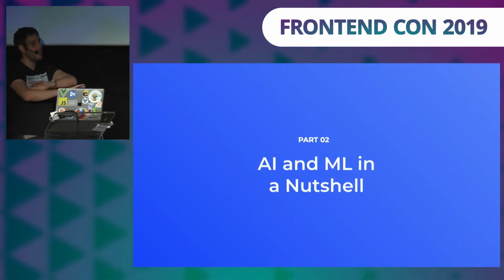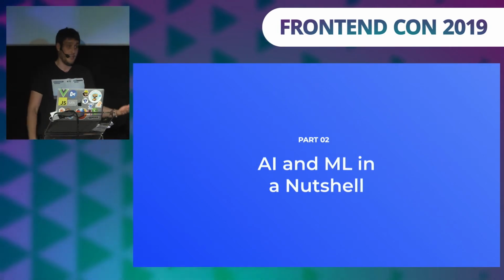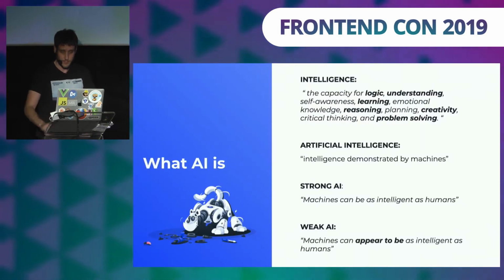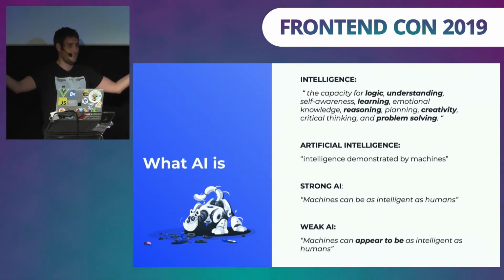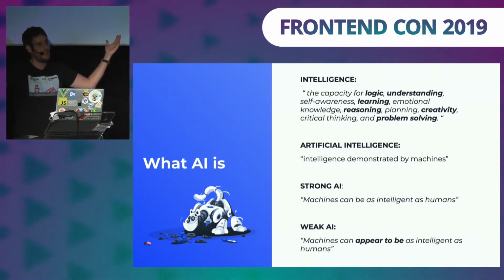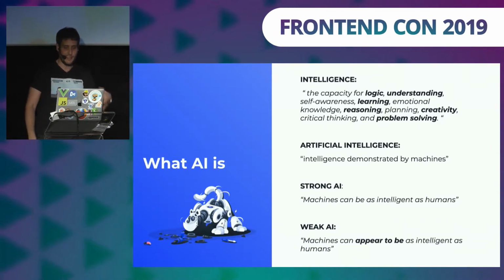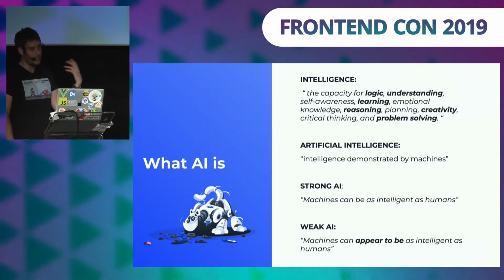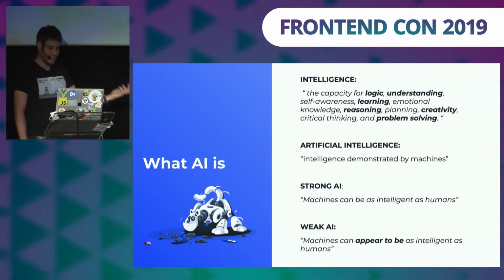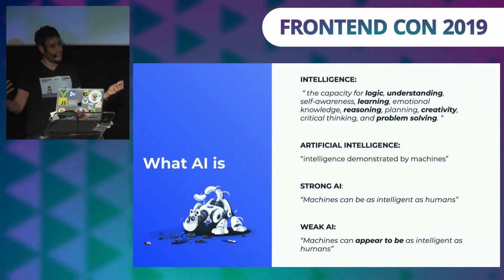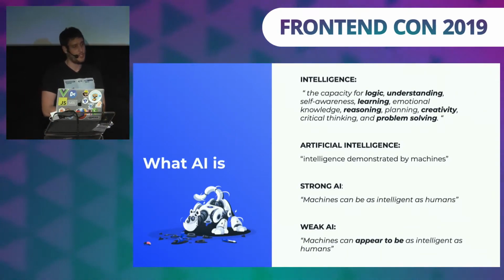Now, to something completely different. Let's talk about AI and ML in a nutshell. So what is intelligence? Like the abstract slide every talk about AI needs to have. So intelligence is just logic, understanding, learning, problem solving, reasoning, creativity. It's not very well defined. Now, artificial intelligence is just intelligence demonstrated by machines.